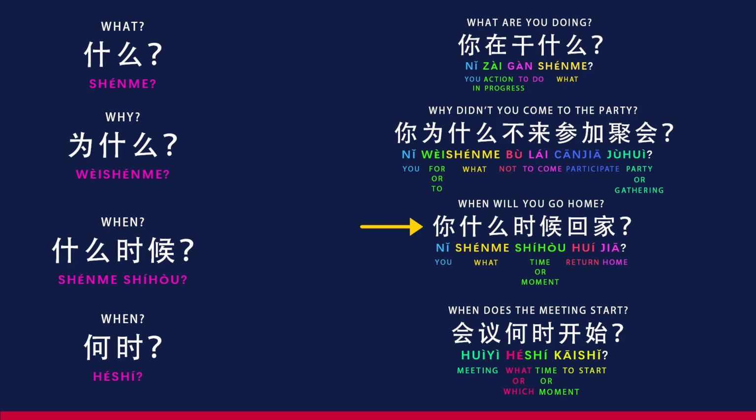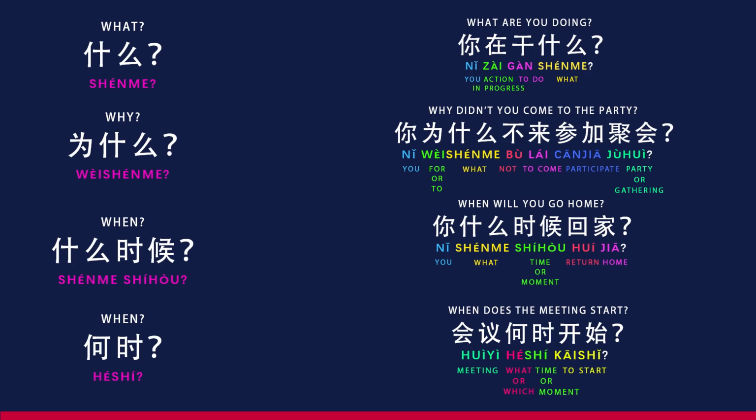你什么时候回家? Again, the placement of 什么时候 in the sentence is crucial for understanding. Also, the phrase 回家 means return to home. Lastly, 会议何时开始? The placement of 何时 this time is in the middle of the sentence, asking when will the meeting start? And noting that 什么时候 is more specific than 何时 is an important distinction.